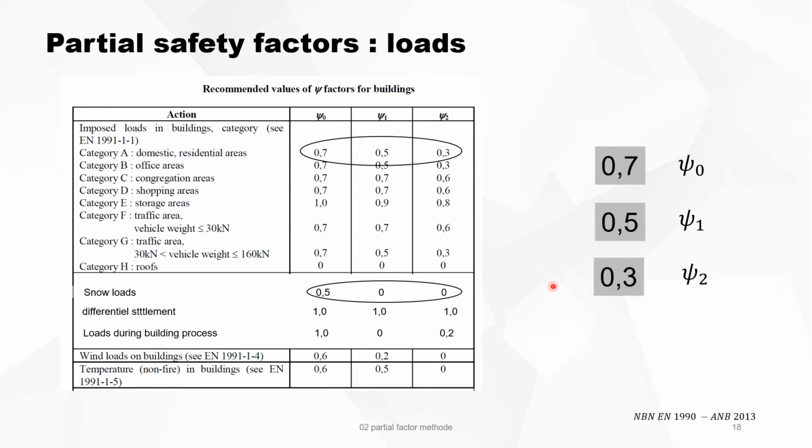So what we will remember, and you should know it by heart, because it makes it easy when you calculate structures. For category A, domestic buildings, offices, and things like that, the psi factors are 0.7, 0.5, and 0.3.